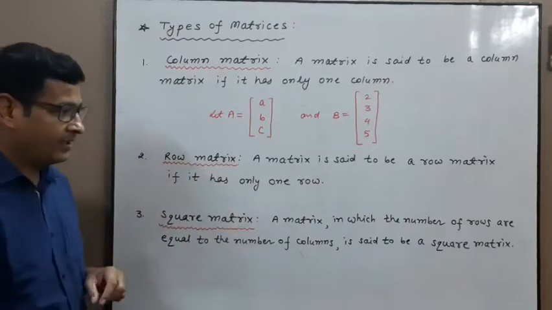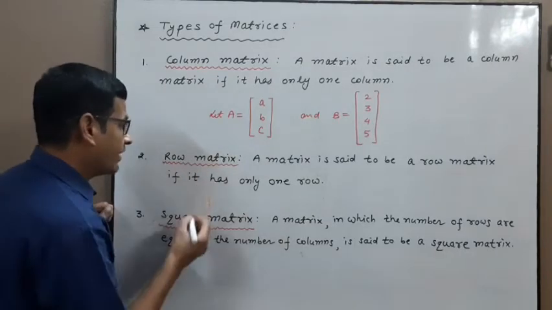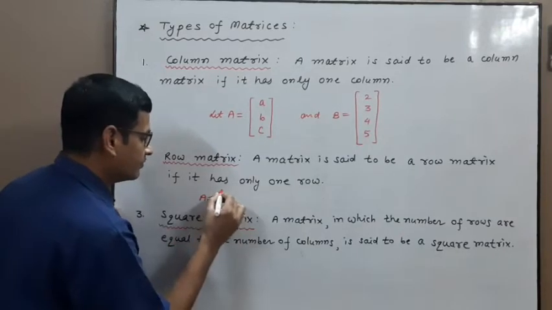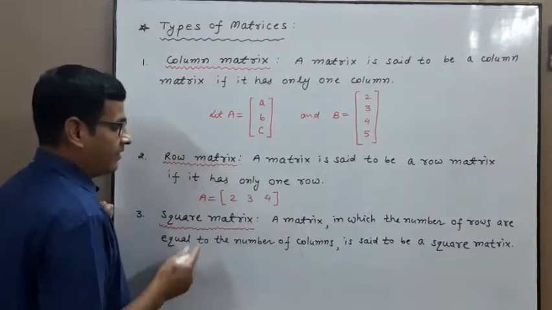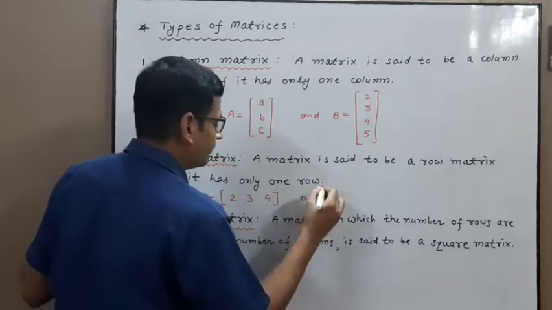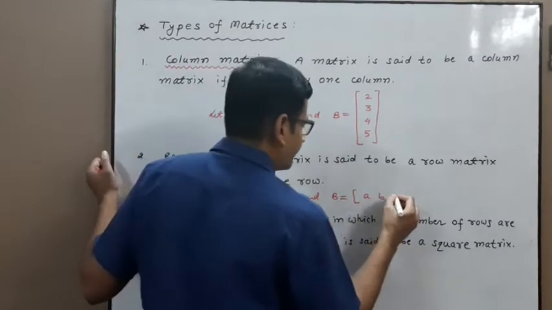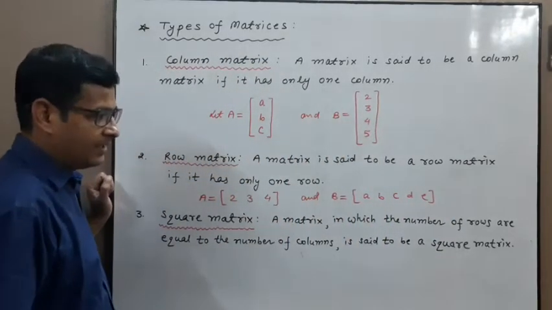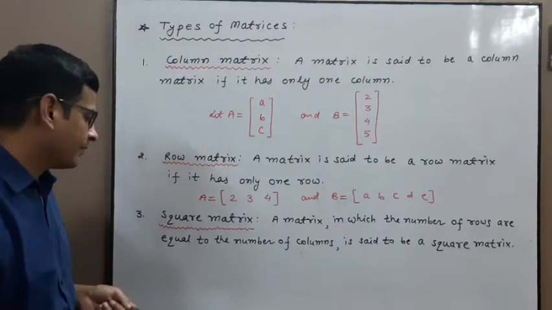Second, row matrix. A matrix is said to be row matrix if it has only one row. For example, A is equal to 2, 3, 4. It has only one row. So this is called row matrix. Another example, A, B, C, D, E. Columns may be unlimited but only one row. Such matrices are called row matrix.